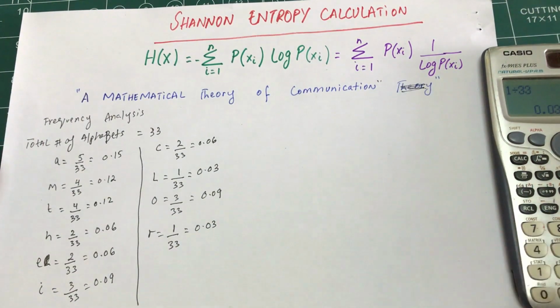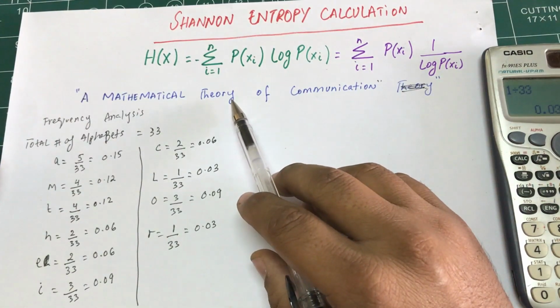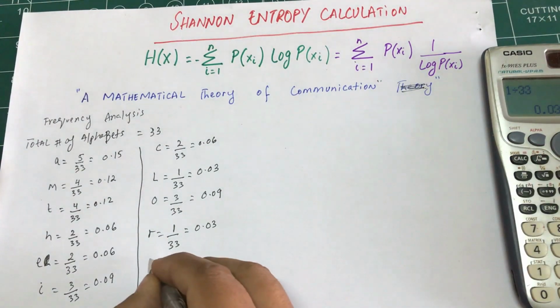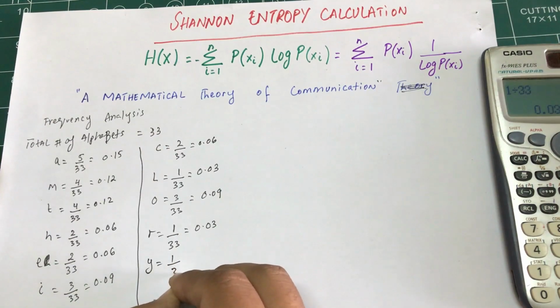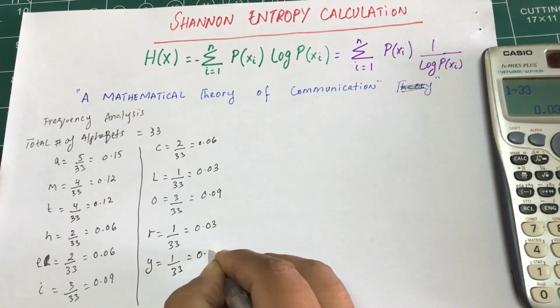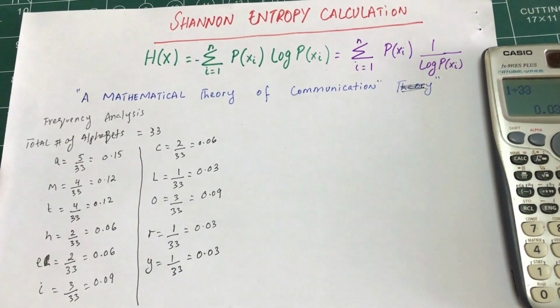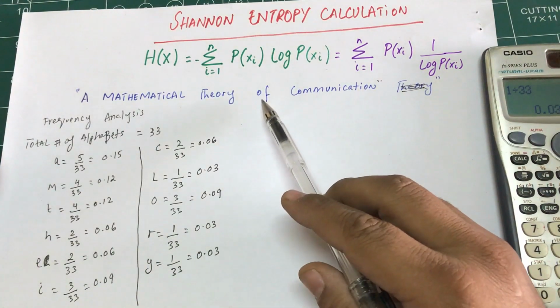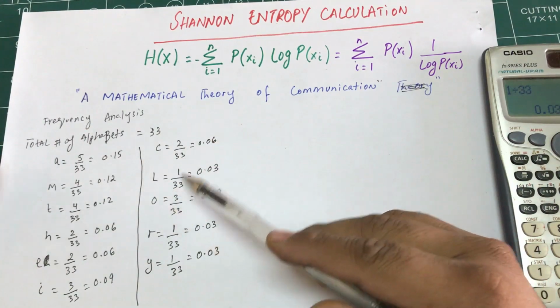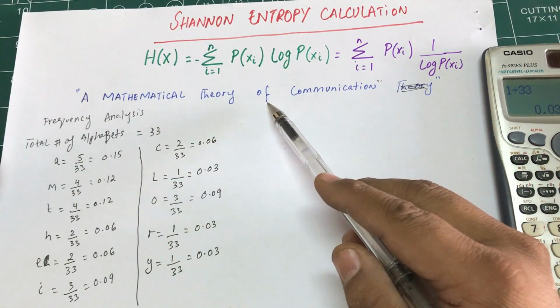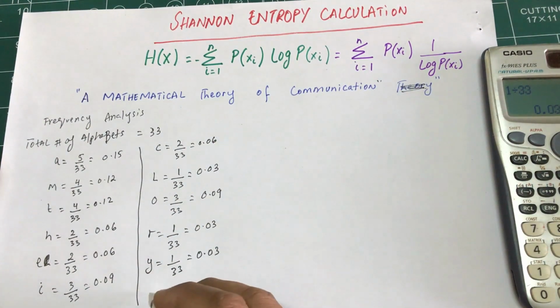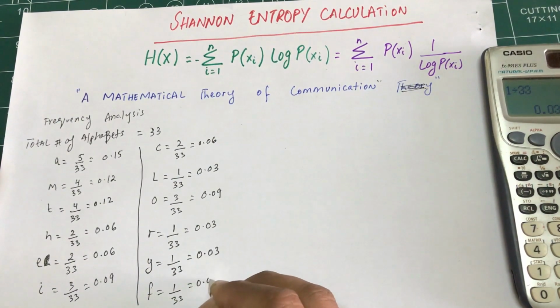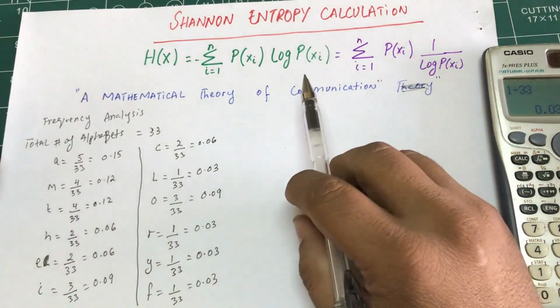All right. Let's see what else is left. What about Y? Y has occurred only 1 time. So Y is 1 over 33. So that would be 0.03. All right. What else is there? O we already took care of. F has occurred 1 time. So F is 1 over 33, 0.03. All right. Let's see if anything else is remaining.